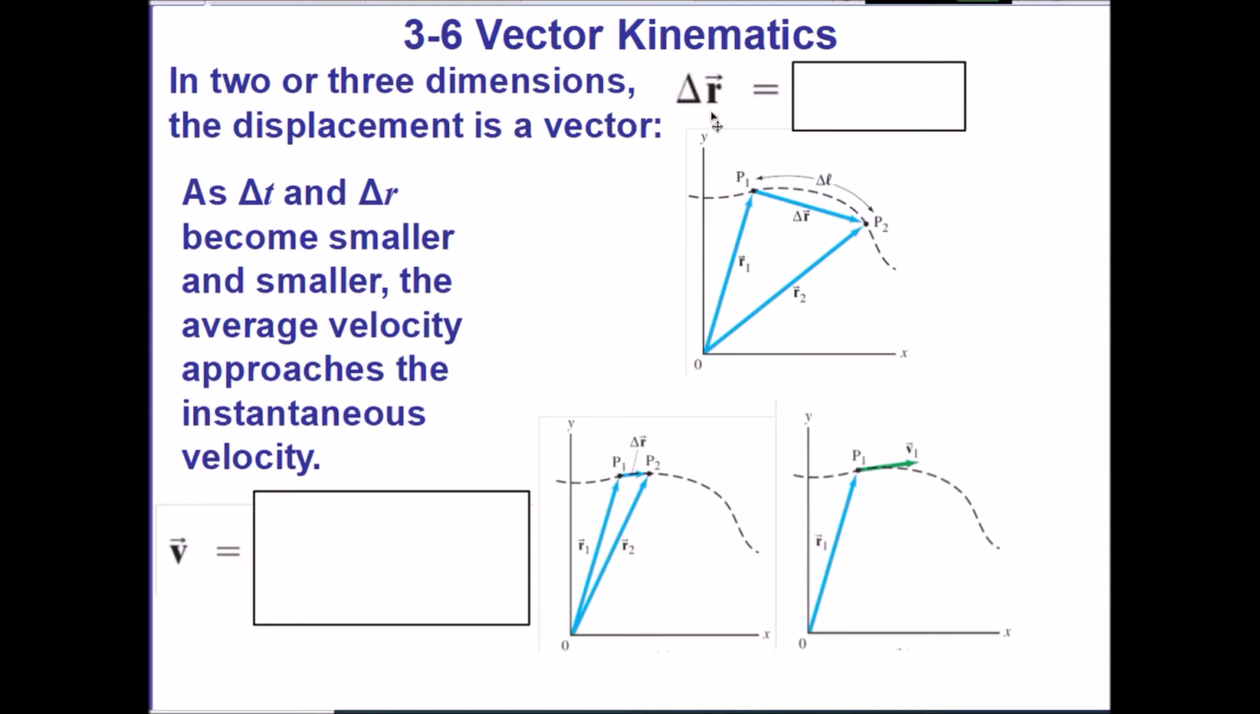Now if the motion is both right or left and up or down at the same time, displacement gets a bit harder to quantify. Recall that change in anything requires a subtraction. So delta R here is actually a subtraction of R2 and R1. R2 and R1 are both vector quantities. They represent where I am in relation to the origin, and I can write those in unit vector notation, or I could write those as a magnitude and a direction relative to that origin.